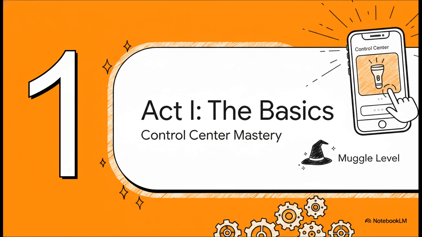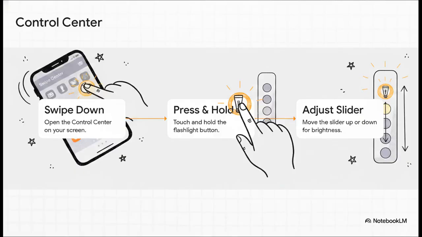Act 1. The Basics. Control Center Mastery, or as we like to call it, the Muggle level. So this is the standard, everyday method Apple designed to give you quick, manual control over your light. According to Apple support and Mashable, doing it the official way takes just 3 super simple steps.